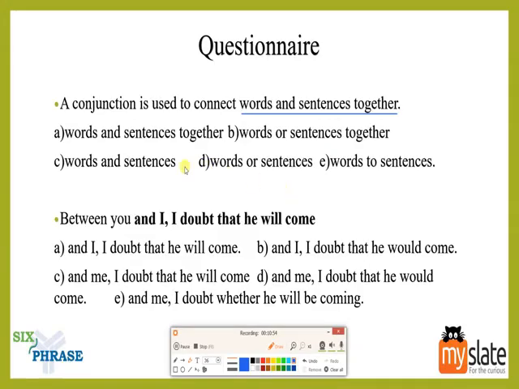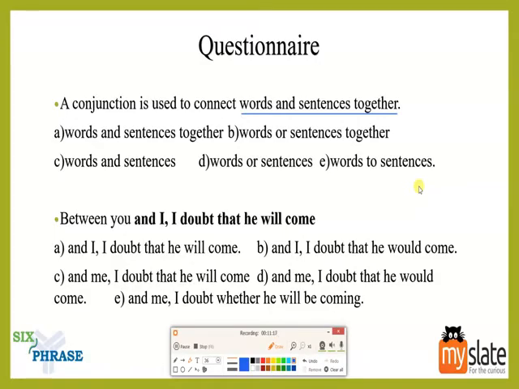So what are all the options that they have given here? A conjunction is used to connect words and sentences together. Okay, words or sentences together, fine. Words and sentences, words or sentences, words to sentences, fine. So basically they are playing with words here. That is what they are doing. They are trying to confuse us.